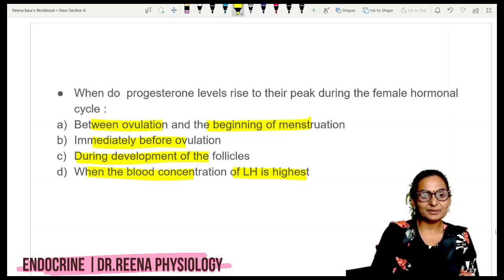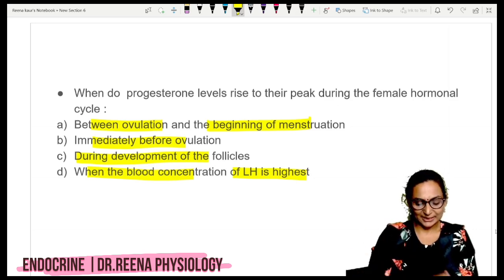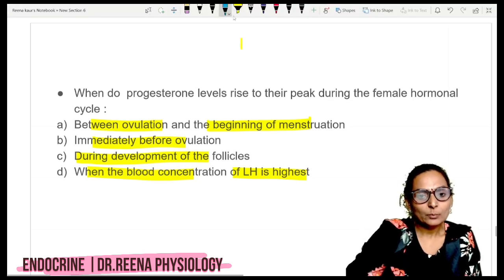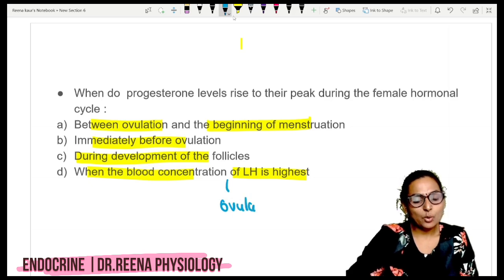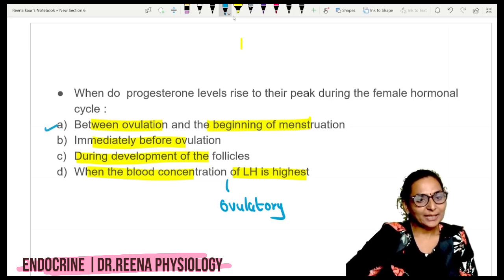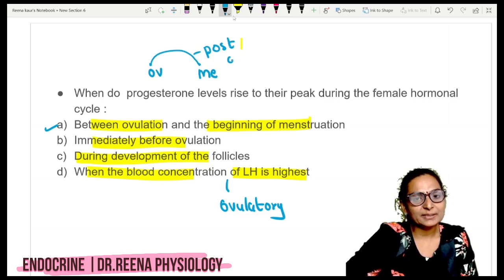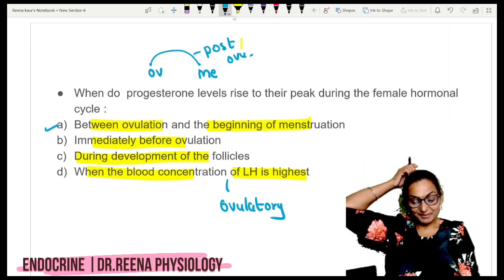When will the progesterone level rise? A, B, C, D. Between ovulation and beginning of menstruation, immediately before ovulation, during follicular development, or when the LH is high? No? Basal. When the LH is high, it is the ovulatory phase. Yes, Akansha, after ovulation. So A, ovulation and next menstruation. That means the post-ovulatory period. Got it? Anuradha, very good.